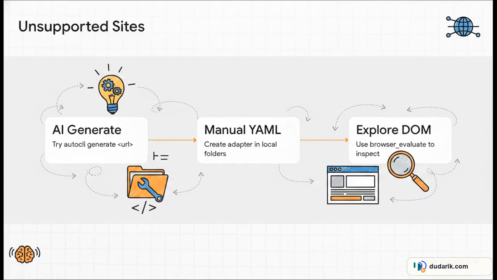But hey, what if a site isn't supported yet? Well, the skill layer actually instructs the AI agent on how to iterate and fix the problem completely by itself. It will first try to auto-generate an adapter. If that fails, the AI manually creates a YAML file, exploring the site's DOM structure to figure out the exact right CSS selectors. So the agent doesn't just stop and give up. It actively builds its own bridges.